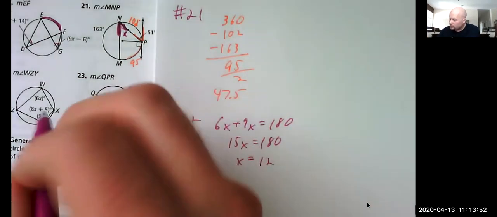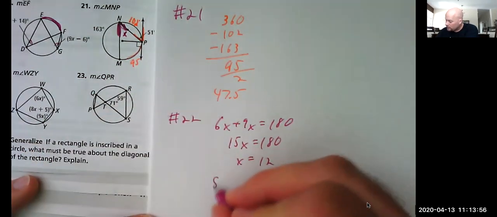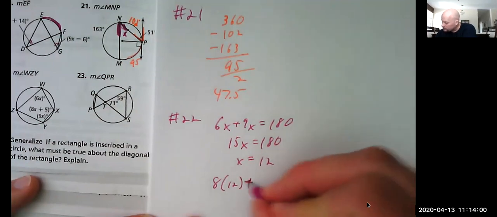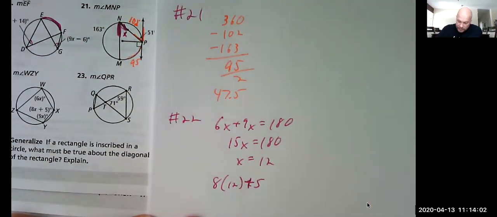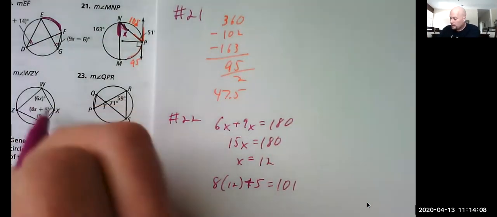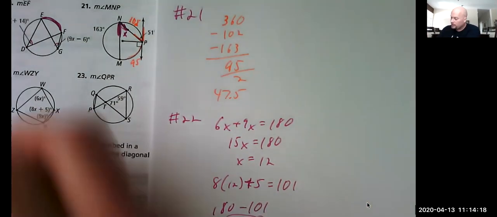So now that we know that x is 12, we can plug it in for the other angle, angle X here. 8 times 12 plus 5 equals 101. And X and Z are also across from each other, so they too should be supplementary. So 180 minus 101 is going to leave us with 79 degrees for angle Z.